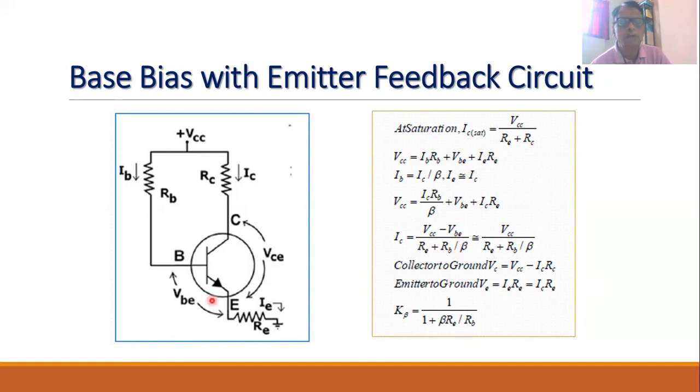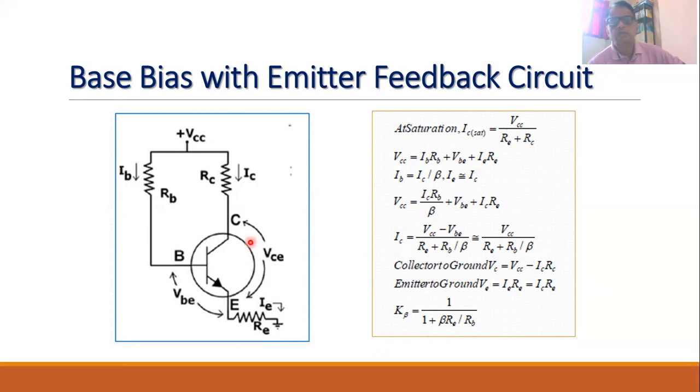VB is the base to emitter voltage. This voltage is very small compared to VCC, and therefore we can neglect this base to emitter voltage, and we can rewrite this equation as IC is equal to VCC divided by RE plus RB divided by beta. So if you know beta, then you can easily compute the value of IC.